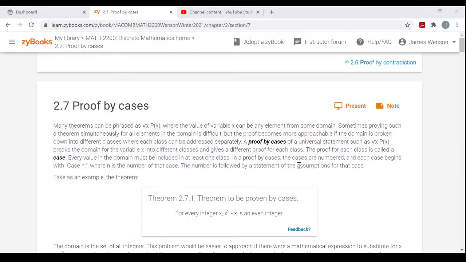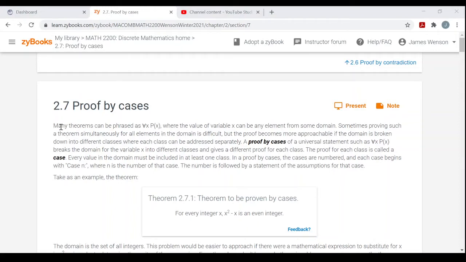What you do in a proof by cases is break up the domain into pieces and do a proof of the statement for each of those pieces. And as long as you take into account everything from the domain, it'll be considered a valid proof. And I'll show you what I mean.